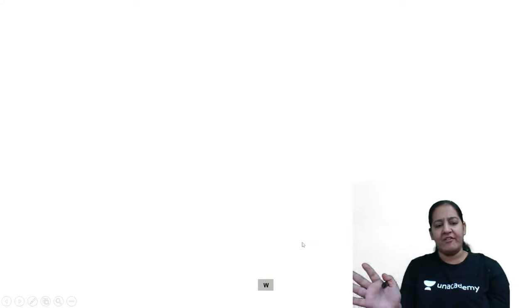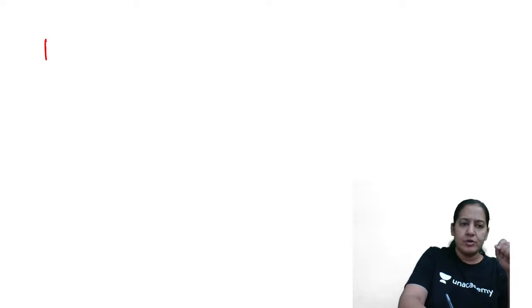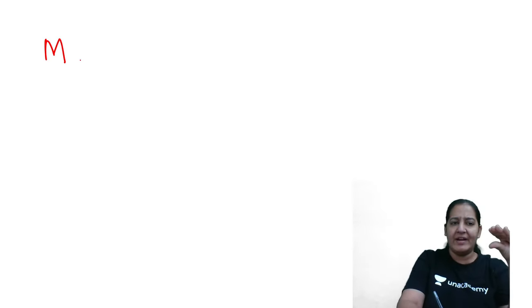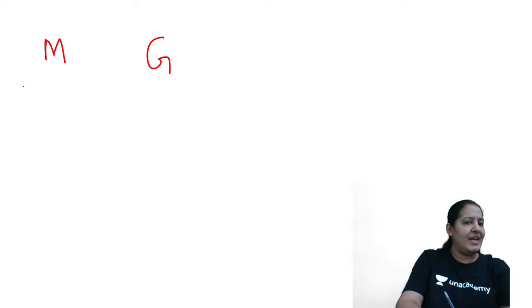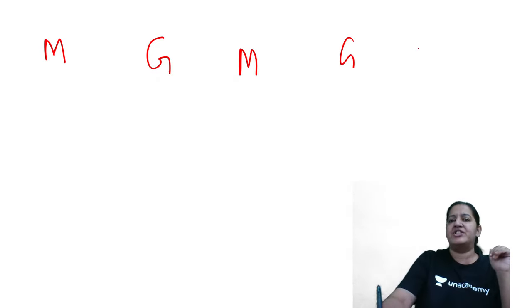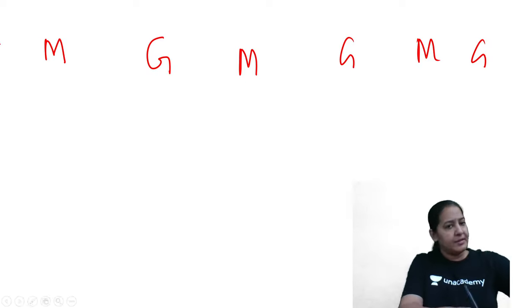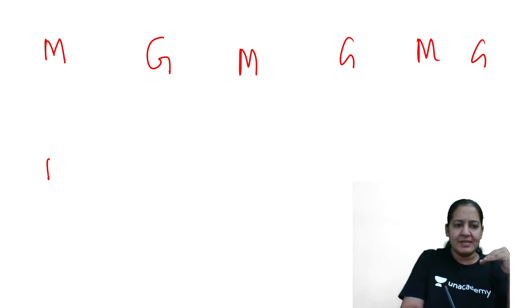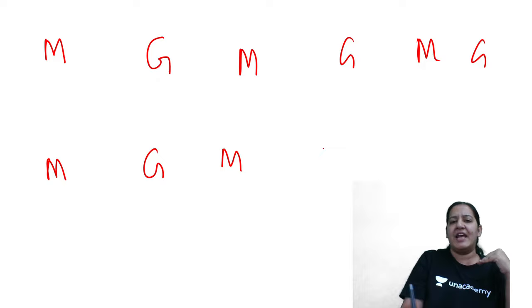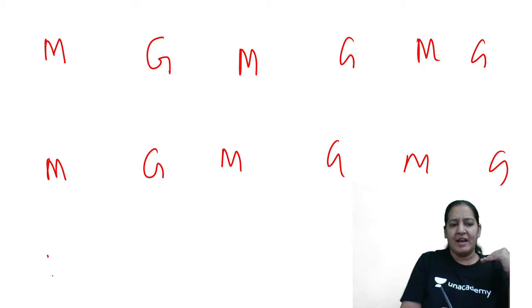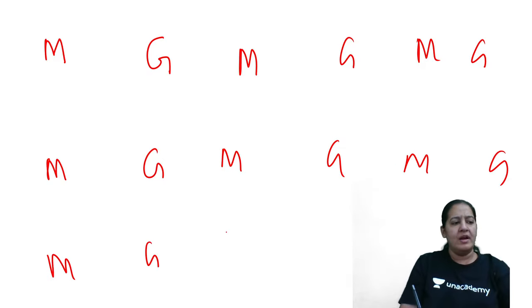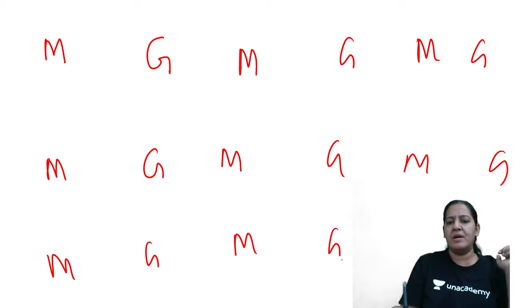Let's draw the final diagram showing the mechanism of action of beta-lactam. So it is alternate. I am writing M for the NAM, not writing NAM, and I am writing G for the NAG. NAM, NAG. Likewise, this is row 1. Just below this is the second row, NAM, NAG, alternate. And likewise there is a third row, fourth row, and so on for all rows.